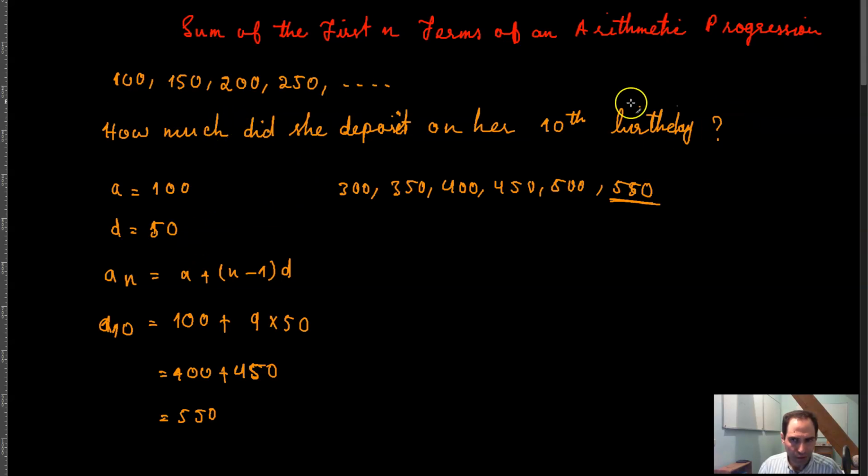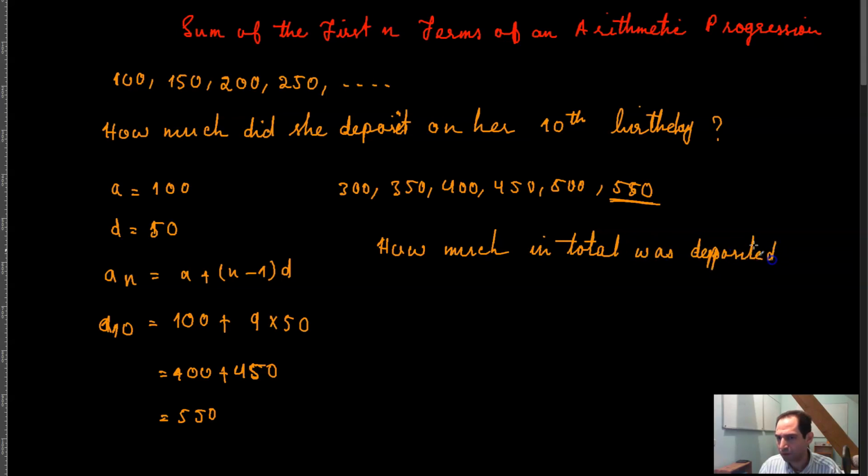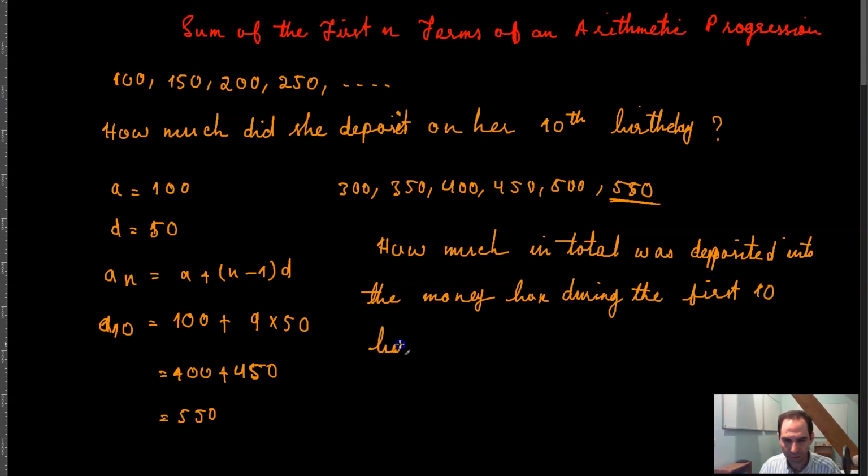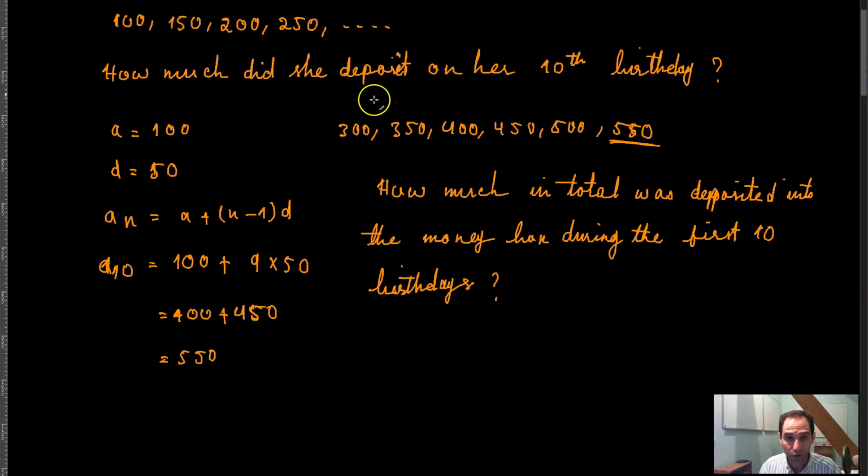Now, instead of this question, if I were trying to answer the question, how much in total was deposited into the money box during, for example, the first 10 birthdays, then to answer this question I would have to take all of these amounts and add them together, meaning that I would have to write 100 plus 150 plus 200 plus 250 plus all the way up to 550, right?